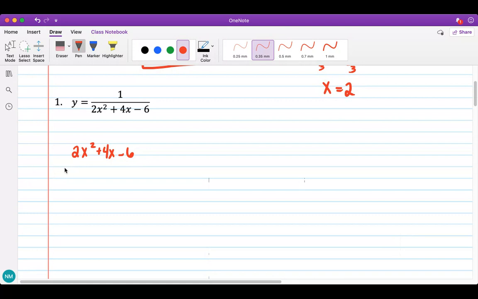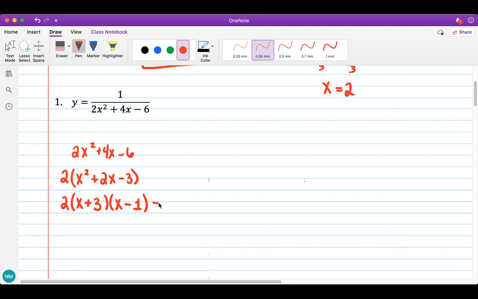Always the first step in factoring is to take out the GCF. The GCF for this is going to be 2. So it's going to be 2 times x squared plus 2x minus 3. And then I keep going. It's not fully factored, and I can do reverse FOIL here. I get x and x. And what two numbers multiply to -3 and add to +2? It's going to be +3 and -1.